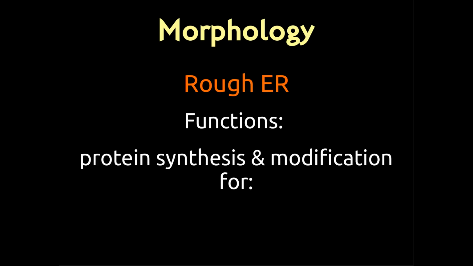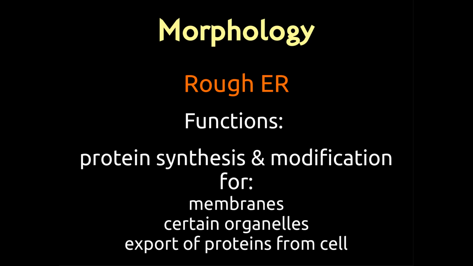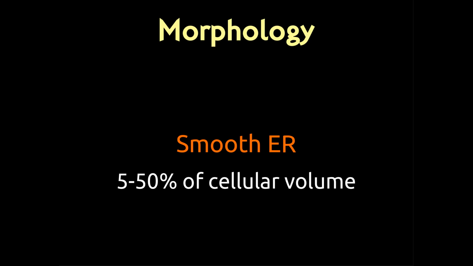So the rough endoplasmic reticulum is really responsible for protein synthesis and modification. Specifically for proteins for membranes and also certain other organelles, and also export of those proteins away from the cell as well. So these are the types of proteins that tend to be made in the rough endoplasmic reticulum.